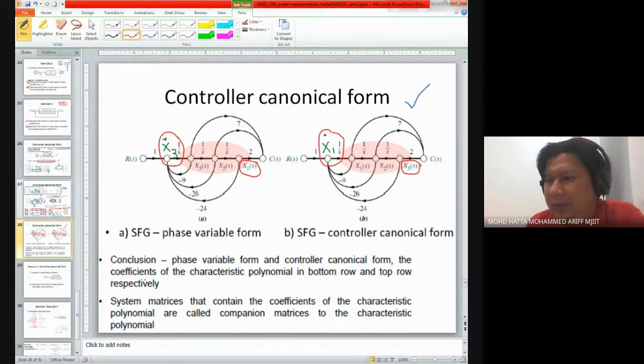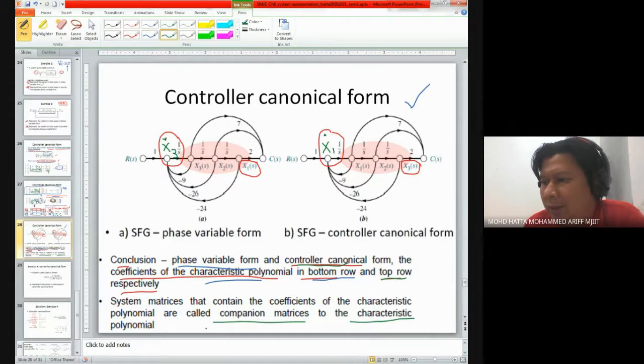In conclusion, we can say that for phase variable form and controller canonical form, the coefficients of the characteristic polynomial are in the bottom row and the top row respectively. It means that for phase variable form, the characteristic polynomial will be at the bottom row. For canonical form, the characteristic polynomial, or the denominator coefficients, will be at the top row. And second, the system matrices that contain the coefficients of the characteristic polynomial are called companion matrices to the characteristic polynomial.